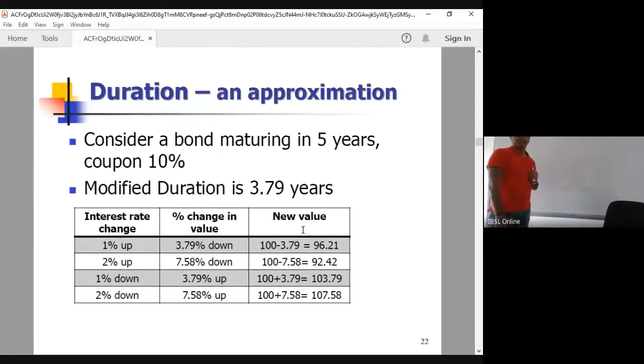If you look at the next slide, number 22, if you look at a bond that is 5 years with a coupon of 10%, the modified duration is 3.79. Interest rates go up 1%.